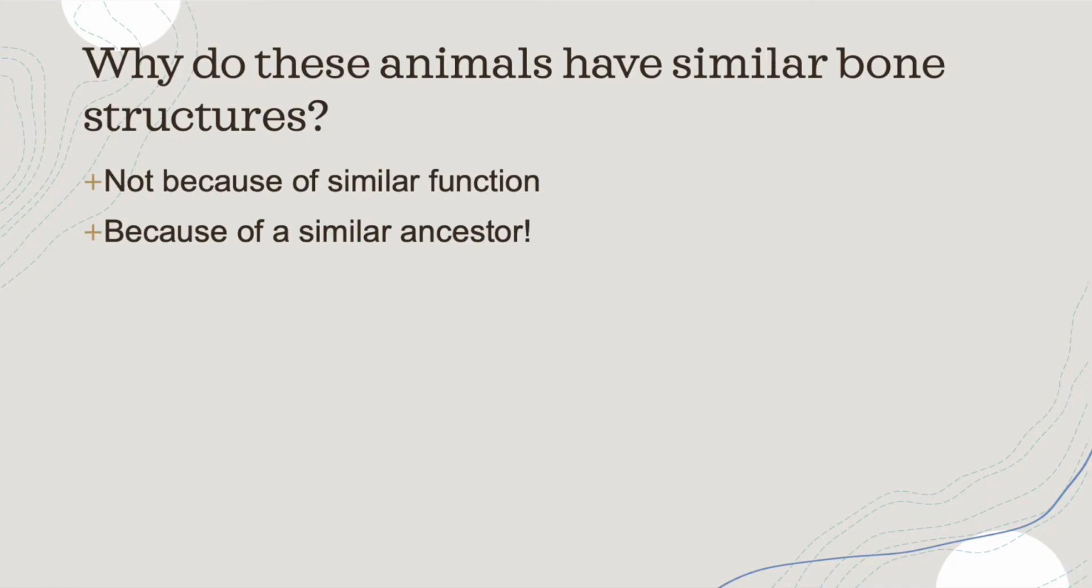The shared skeletal structure of all 4 species is due to a shared common mammal ancestor many years ago. All mammals will share homologies because we know all mammals shared a common ancestor millions of years ago.